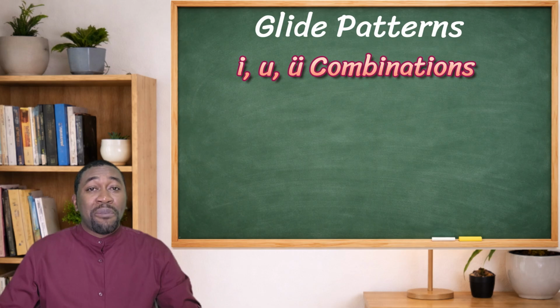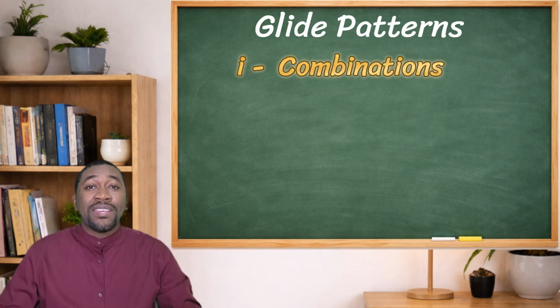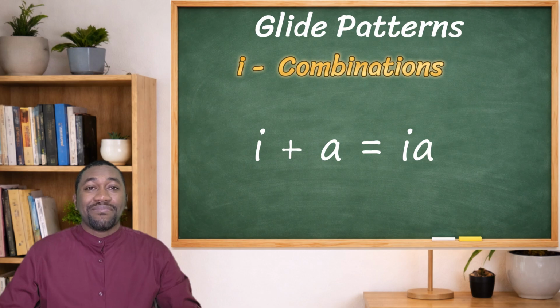These first set of combinations start with I, ya, ya. So you notice that the emphasis is on the second sound, not the first. Ya, ya, ear, ear, you, you.